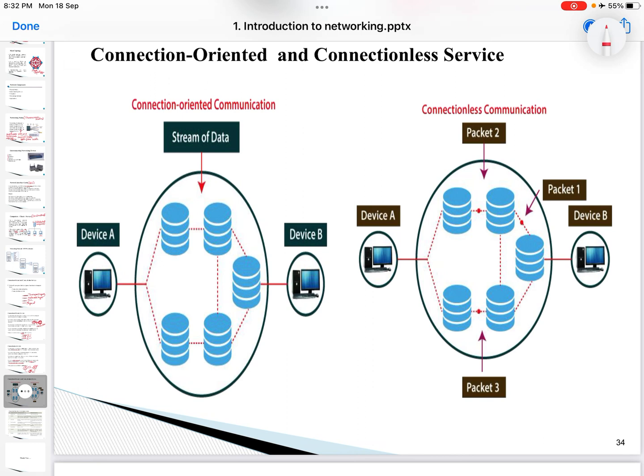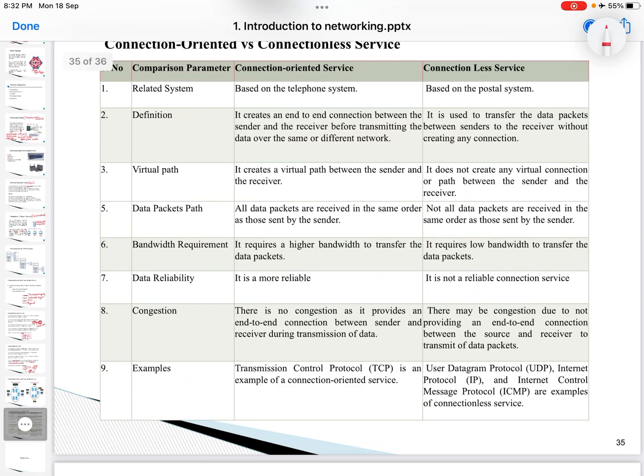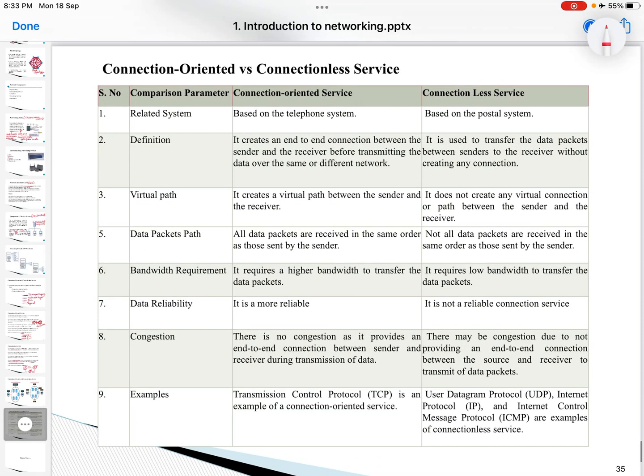So this is a figure of the connection oriented and connectionless diagram. In connection oriented, device A is there, device B is there. There is a stream of data flow. In connectionless, you have a data packet transfer. Data is transferred in the form of data packets. Packet 1, packet 2 and packet 3 are present. So the comparison: based on telephone system, connection oriented. Based on postal system, connectionless.